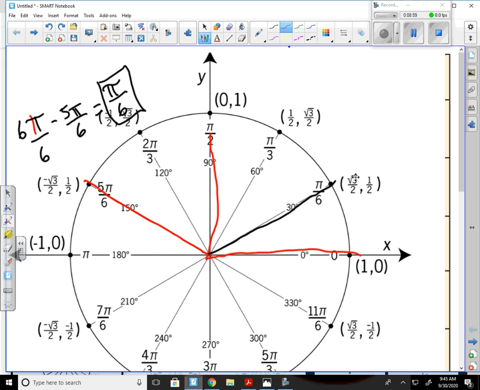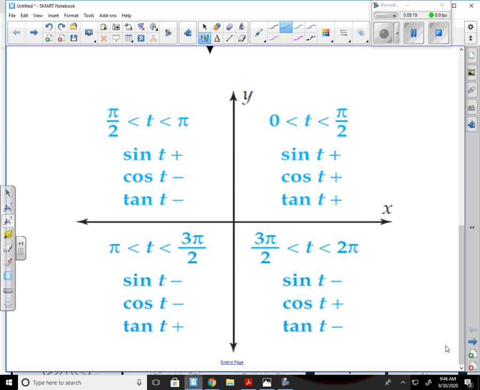Which means that if I was finding the cosine of 5 pi over 6, I would know that it's root 3 over 2, but because it was on the left side, it would be negative. Now, how would I know whether it's negative or positive? We have a handy-dandy chart for that. If your original angle started in the first quadrant, over here, quadrant 1, 2, 3, and 4. Those are Roman numerals.